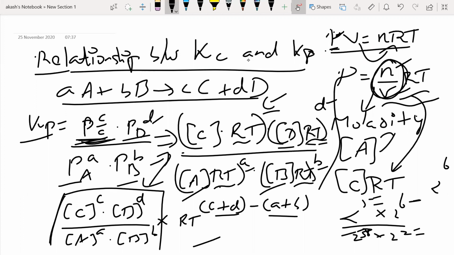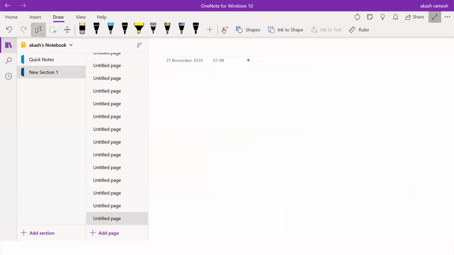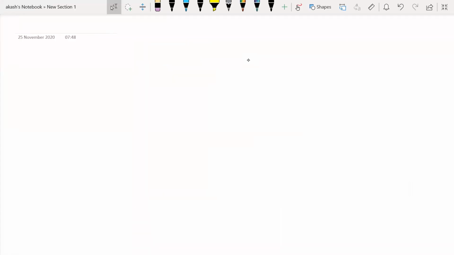Right? We are talking about Kp. We started with the partial pressures. We used the ideal gas equation here. Then what I did, I took out all the concentration terms on one side and RT on another side. That's it. So now what is this? This is basically my Kc value. So now I think you'll be able to get a beautiful equation connecting Kc and Kp. Pretty simple. Okay, so now what did I get?